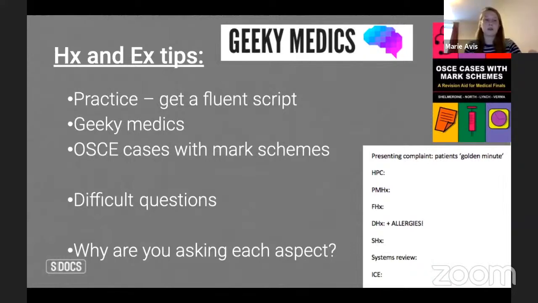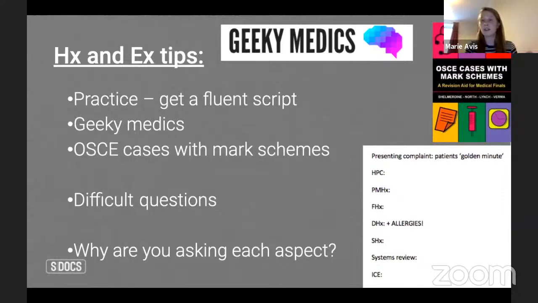I wanted to touch on some difficult questions. So I know I found it really difficult asking patients, do you smoke? Do you drink? Do you take recreational drugs? Asking them questions about their sexual health. I found them really awkward to ask. And when you feel awkward, your patient feels awkward. So one of the best things I can say with that, like with histories and examinations, is just to practice.